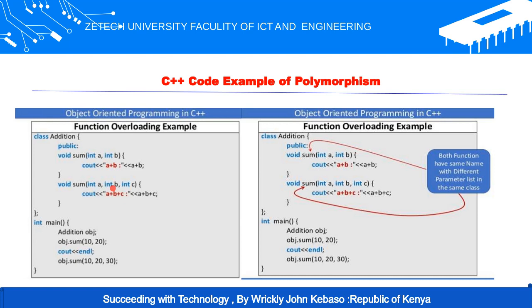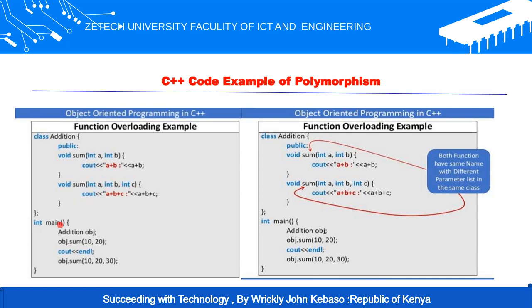Let's proceed. Then we close. You can see I've not talked about this; I'll be talking about it as we proceed. Then we close the body of our class. So we have one class with the same function name but exhibiting different parameters.